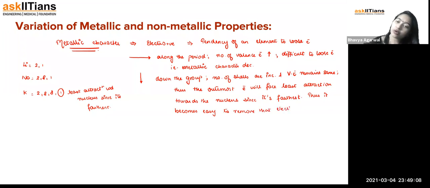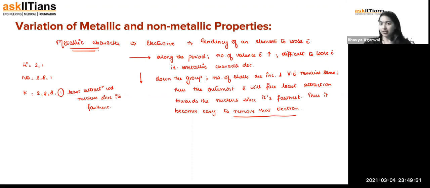Isn't it? Now, if the electron is removed easily, it will lead to a positively charged ion, that is a cation. And cations can only be formed by metals. It means that they are acting as better metals, and this is what we say as the metallic character increases. And vice versa for non-metallic character. So I hope you can write it all by yourself. Same thing in the opposite fashion, and your work is done. Make sense? Yes or no? Yeah? Great.